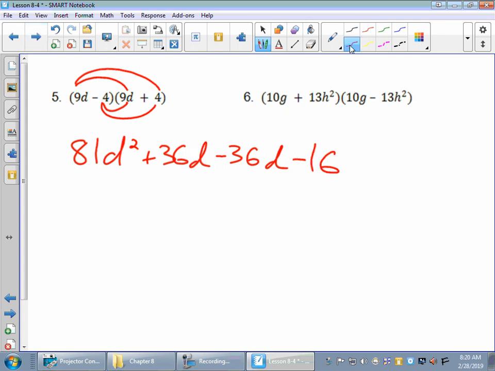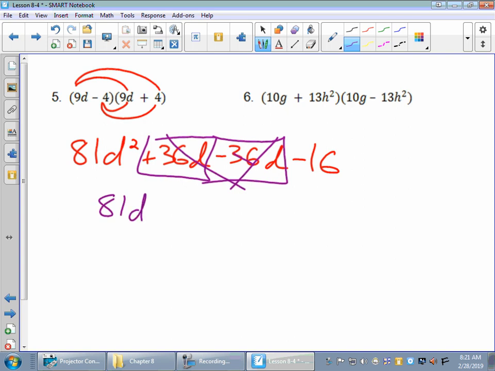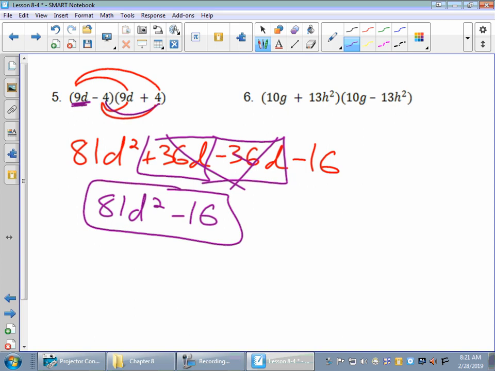And so what does that do in the middle? This is the one that I like because you get a positive 36d and a negative 36d. We know those are going to cancel right out. So we can jump right down to 81d squared minus 16. And this is that shortcut that I like because you could actually just square this, 9d squared, 81d squared, and then just multiply your last terms. Basically, you just multiply your first terms and your last terms on this one, and you'd have the answer.